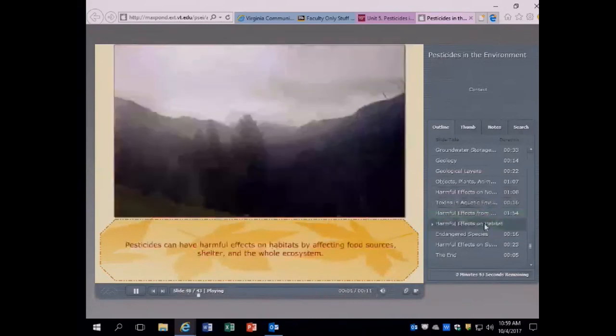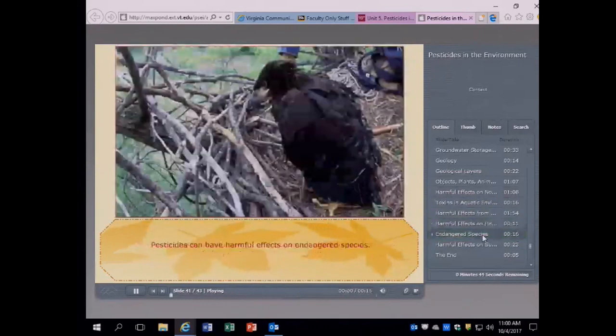Pesticide residues can have harmful effects on the habitats in which organisms live, either by affecting their food sources, their shelter, or the whole ecosystem. Sometimes animals can be harmed when they feed on plants or animals that have pesticide residues on or in them. A special concern is for predatory birds or mammals that feed on animals that have been killed by pesticides.